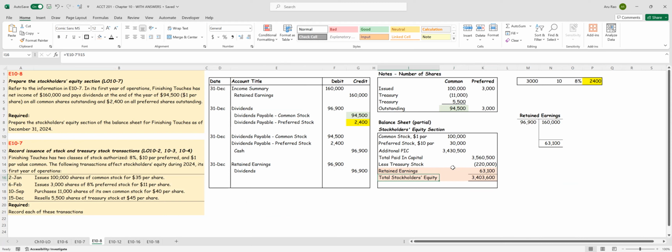So once again, keep in mind, dividends are paid only to the shares outstanding. So you need to know how many shares you have outstanding. Common shares and preferred shares, see how many shares you have outstanding and how much dividend has to be paid to each of those categories. Dividends are always paid out of retained earnings. Your retained earnings decreases when you pay dividends.